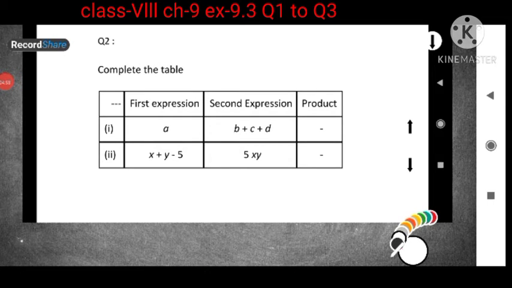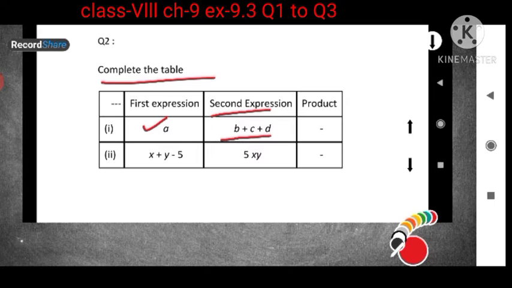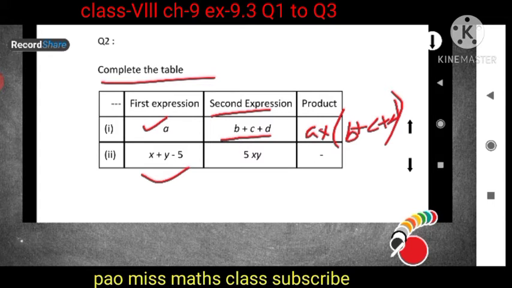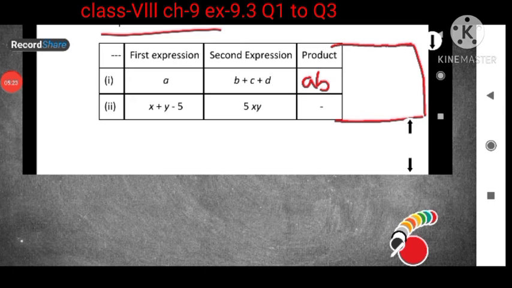Complete the table. The first expression given is a, then the second expression is b plus c plus d. That means this is a trinomial, isn't it? 3 terms are there, trinomial, and we have to find the product. Product means we have to multiply. a will multiply with b plus c plus d. In the same way, what is given in the next term? x plus y minus 5, and it will multiply with 5xy. This monomial will multiply with all the terms of the trinomial, okay, in this way.